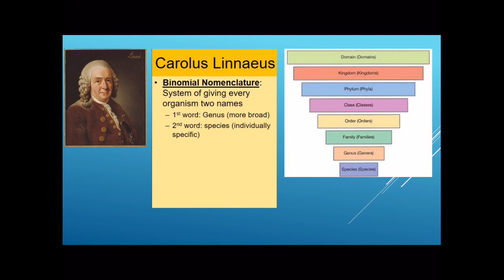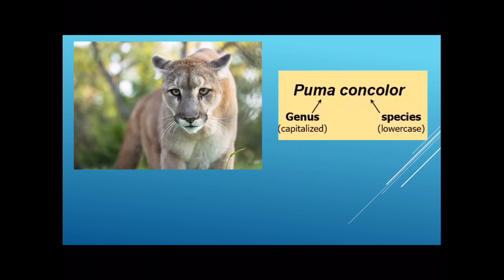The first word is the genus, and you can see in that upside down triangle over on the right, genus is the next to last classification level, and then we get to species, which is extremely specific. For example, that mountain lion or cougar or puma, its scientific name is Puma concolor. The genus is Puma. It's got a capital P at the beginning. That's how we write it scientifically. And the species, concolor, is lowercase at the beginning with that C, and it is very specific to that one animal.